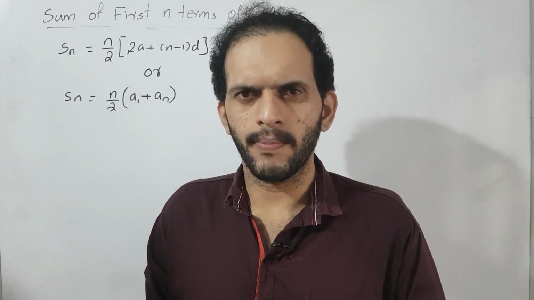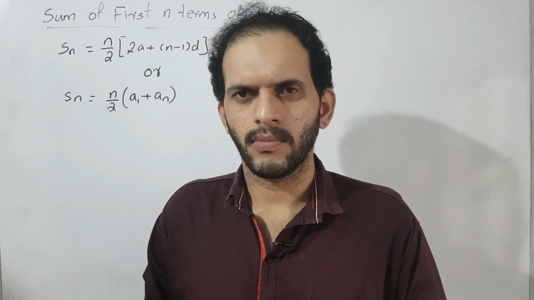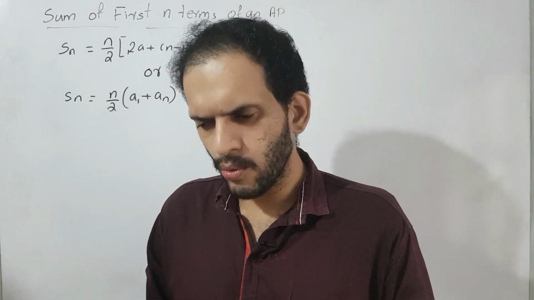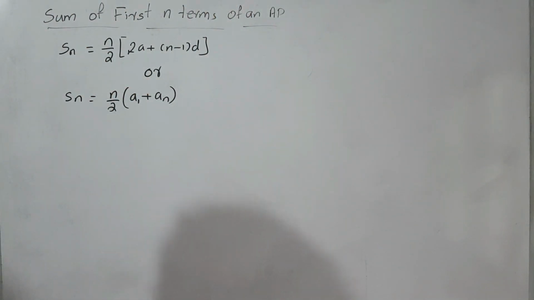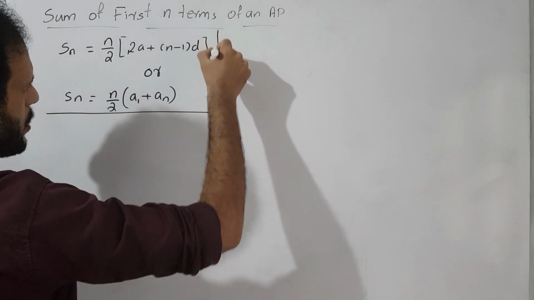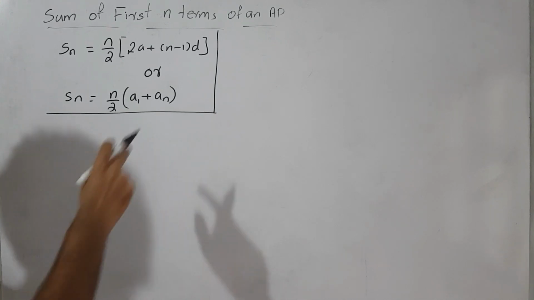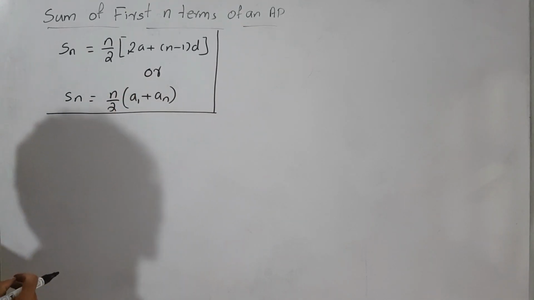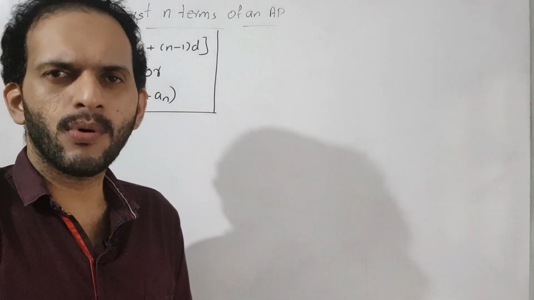Both are possible to apply in all cases. You got the idea about this. So next we discuss the next idea. We studied the equations Sn is equal to n by 2 into 2a plus n minus 1 into d, and Sn is equal to n by 2 into a1 plus an. Next we are discussing the general idea about the sum.